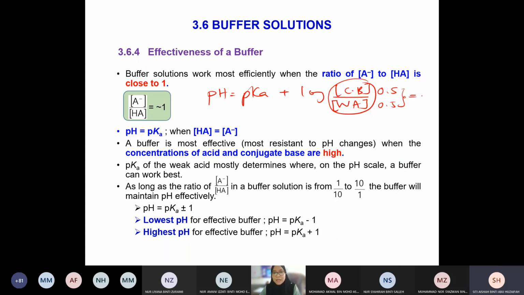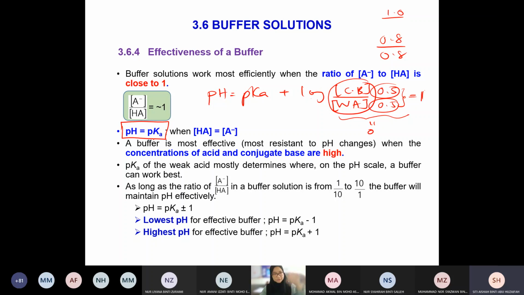Right? When you get the ratio equal to 1, log 1 is equal to 0. It doesn't matter what the numbers are, as long as the concentrations on top and bottom are the same, you will get the ratio equal to 1. So log 1 is equal to 0. It can also be 0.8 over 0.8. It doesn't matter, as long as the concentrations on top and bottom are more or less the same. Okay, so log 1 is equal to 0, and at the end, you will get pH equal to pKa. This is for a buffer. pH equal to pKa is for a buffer.